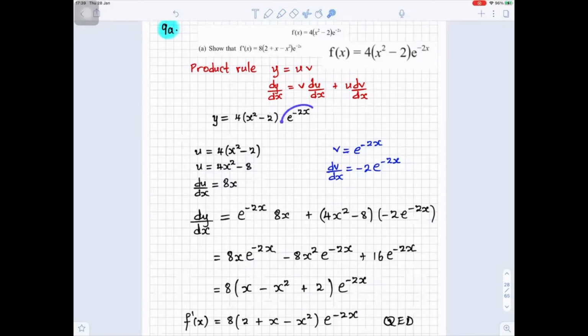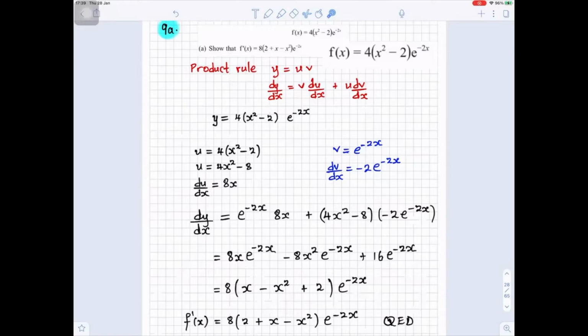And then we have v is equal to e to the minus 2x. Differentiate e to the minus 2x. First of all, differentiate minus 2x, you get minus 2. So minus 2 comes in front times e to the minus 2x, because it stays the same.